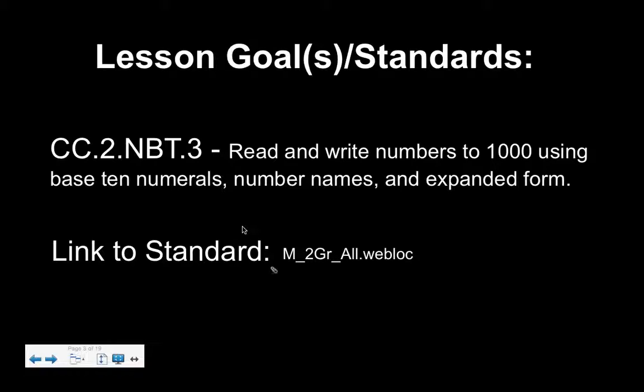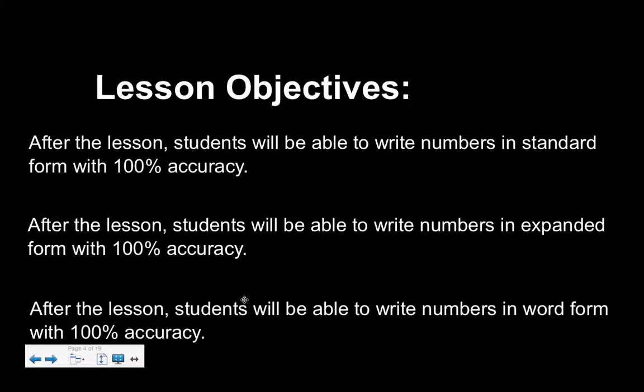So for the lesson standard, it is read and write numbers to 1,000 using base 10 numerals, number names, and expanded form. And then this is just a link to the standard site. For the objectives, most of them are the same, but after the lesson, students will be able to write numbers in standard form with 100% accuracy. And it's the same too, but with just expanded form and word form.